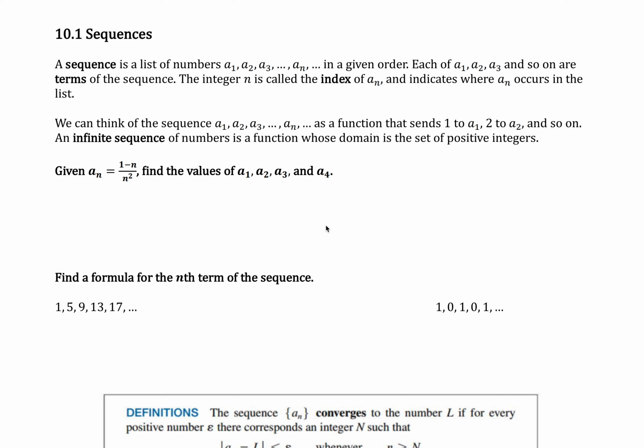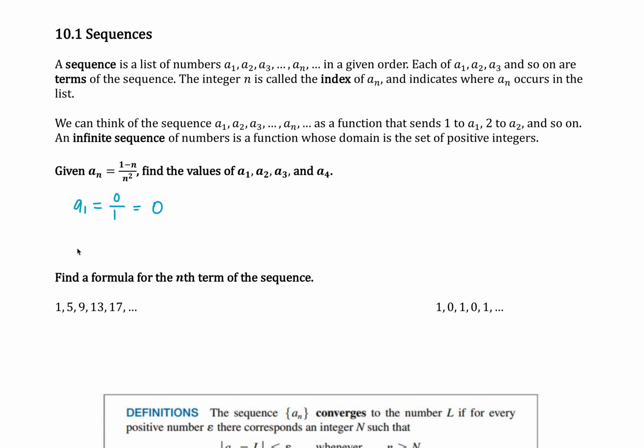We're going to look at this first example. It says, given that a sub n is defined as 1 minus n over n squared, find the values of a sub 1, a sub 2, a sub 3, and a sub 4. Well, it's just simply plugging in the index number for the n value. So a sub 1 is going to equal 1 minus 1, which is 0, over 1 squared. 1 squared is 1, 0 over 1 is 0.